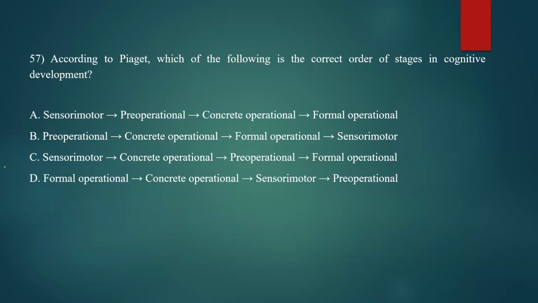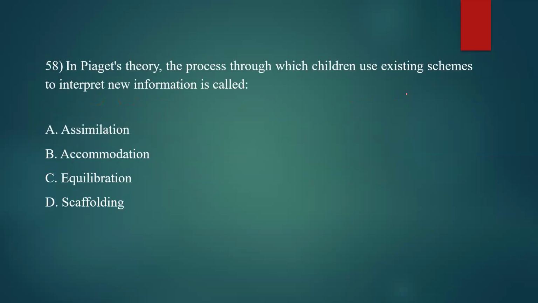A option, the sensorimotor, pre-operational, concrete operational, and formal. Do you remember the age gap between these? Sensorimotor is 0 to 2, pre-operational 2 to 7, concrete operational 7 to 11, good, and formal is 11 to 16 plus, like that we can say. Okay. That's right. Good. Next one, 58.